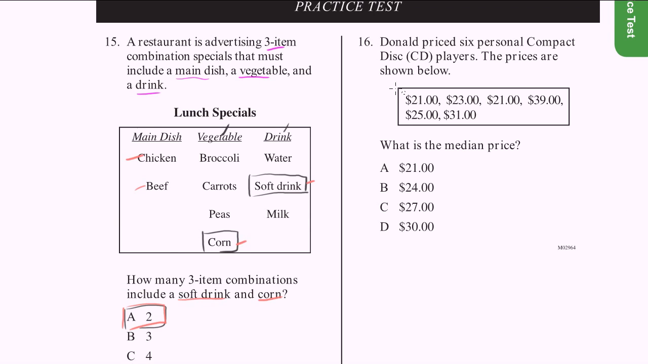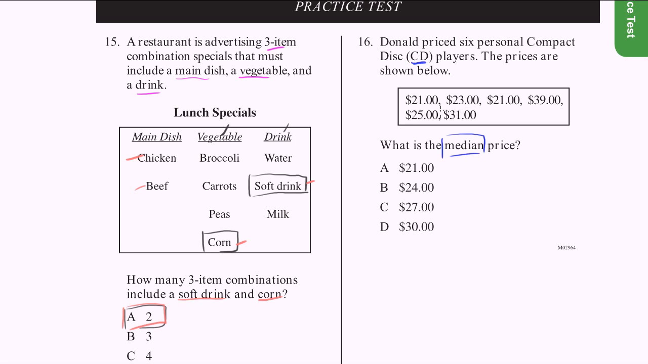Problem 16. Donald priced 6 personal compact disc players, and they wrote the CD right there. The prices are shown below. Okay, so these are 6 CD players. What is the median price? So the trick of this problem is just knowing what median means. Median literally means the middle price.